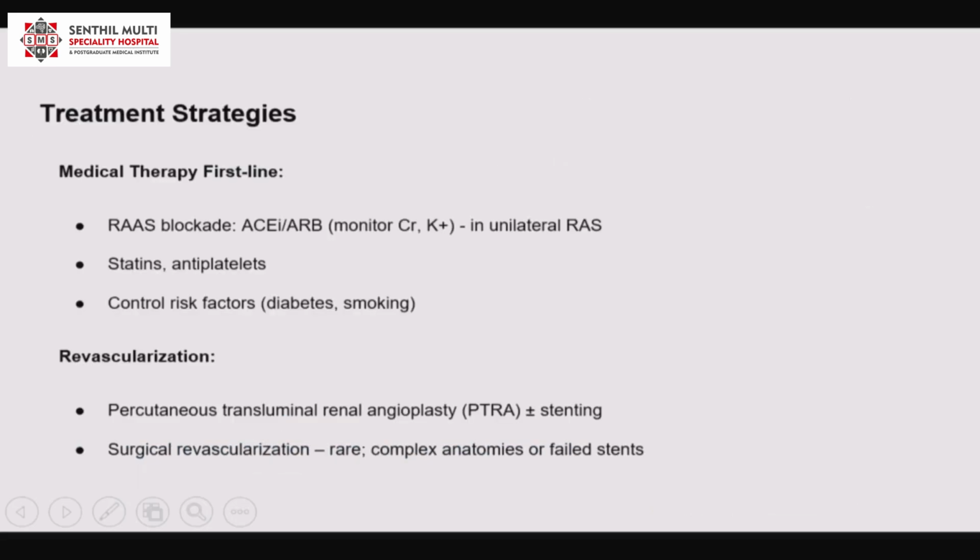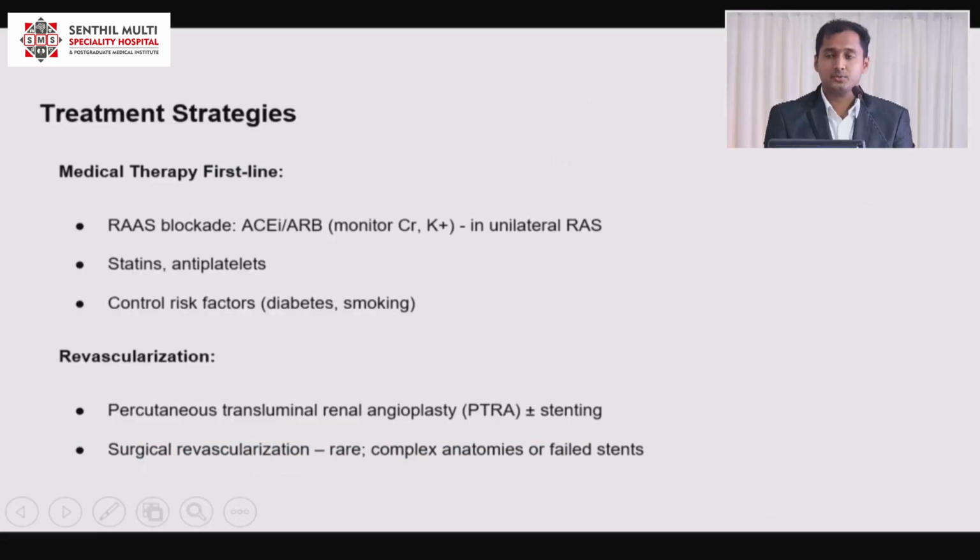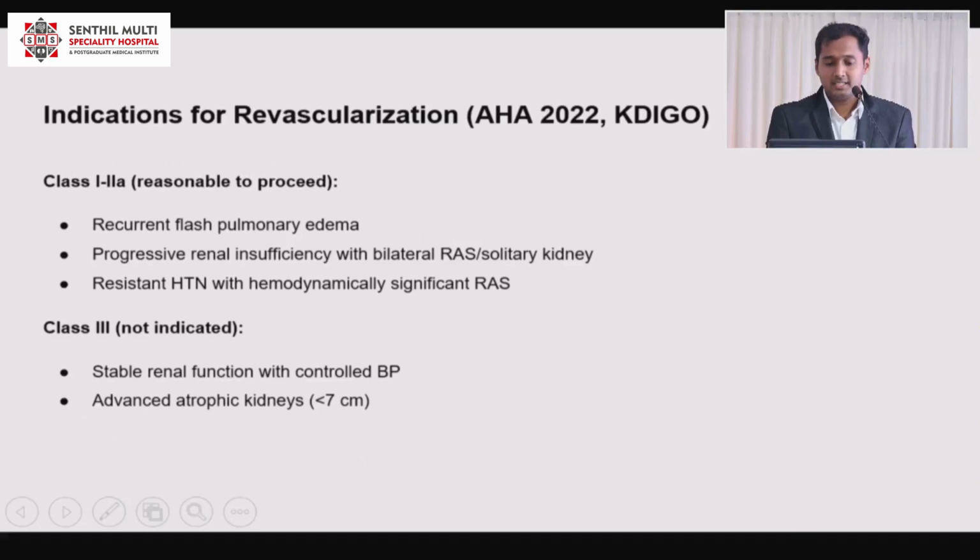So these are the treatment strategies that are available for renal artery stenosis. As we saw, stenting is not the first treatment for renal artery stenosis. Before that, we have lifestyle modification, statins, antiplatelets, and control of risk factors like diabetes and smoking, RAS blockade, primarily in unilateral RAS, ACE inhibitors and ARBs, and percutaneous transluminal angioplasty is for select individuals.